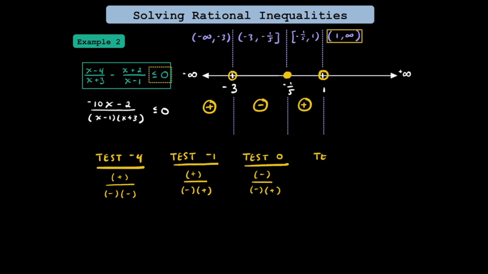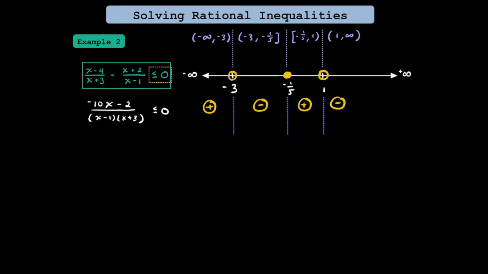In this last interval, I'm going to test a value here like 2. Negative 10 times 2 is negative 20. Negative 20 minus 2 is negative 22. The numerator is going to be negative. On the bottom left, 2 minus 1 is going to be 1. That's positive. And on the bottom right, 2 plus 3 is going to be 5, which is positive. On the bottom, a positive and a positive is going to be a positive, and the top negative divided by positive is going to be a negative. Everything in this interval is going to be negative.